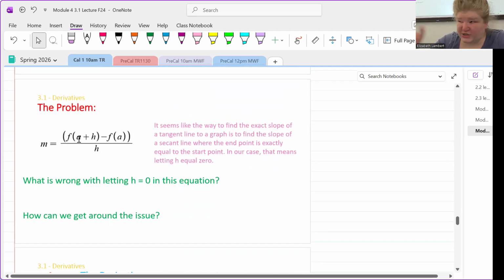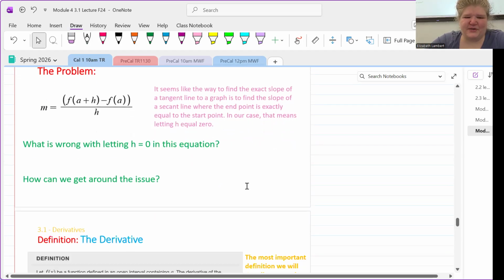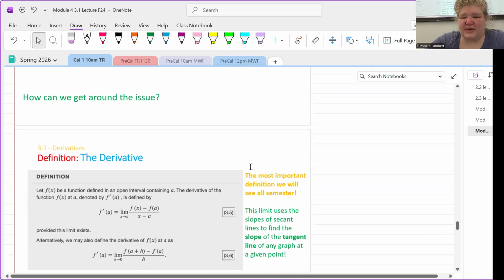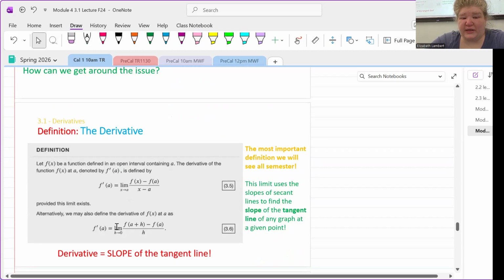But here's the question that we got earlier: what was the whole point? The whole point was that eventually, we want to let H equal 0. Looking at our picture, that would give us the slope of the tangent line, but 0 in this equation is bad math. So how do we get around setting H equal to 0? Well, we don't set it equal to 0. We do the limit as H goes to 0.